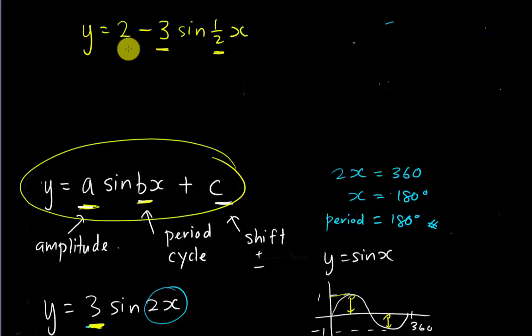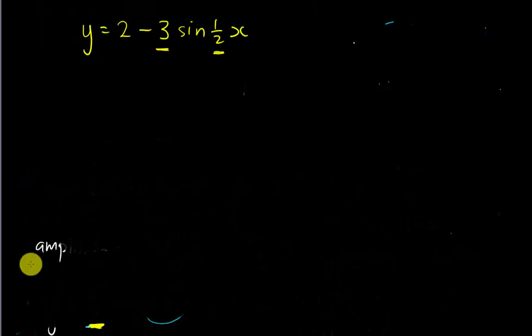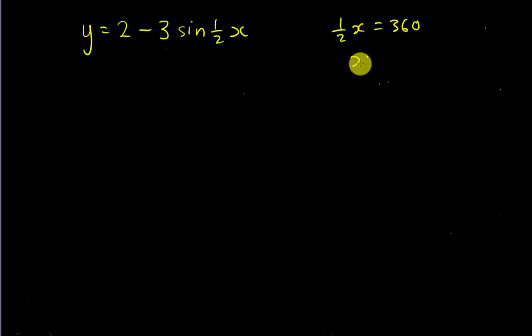I think some of you might find this equation very interesting, so let's sketch it, because I want you to see what happens when it is half. I will do the same thing. Sine half x equals 360, so x is basically 720. That means if the question only wants you to draw until 360, then you draw half only. Same thing, I'm going to sketch it.